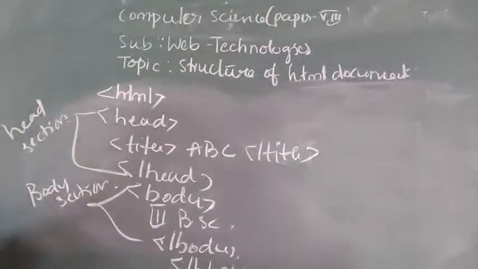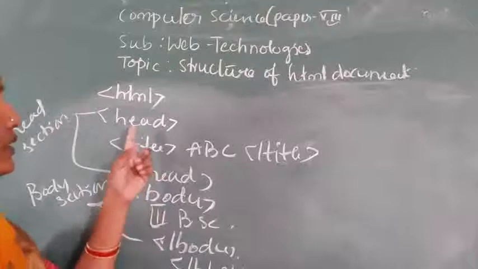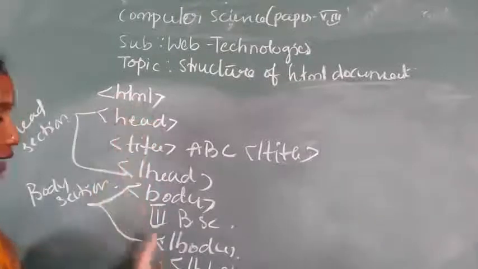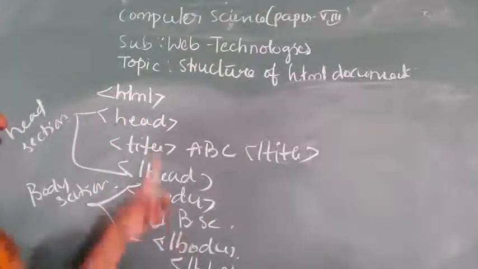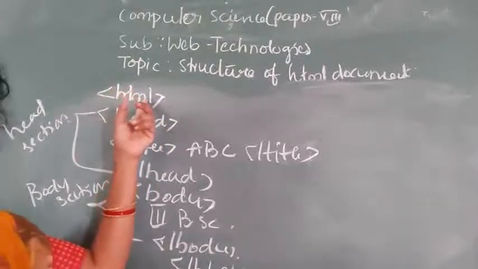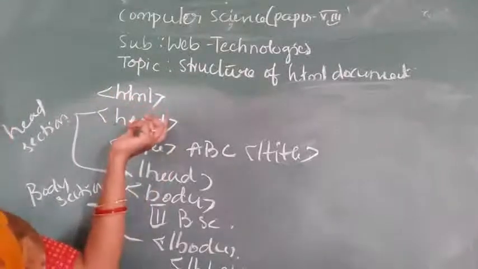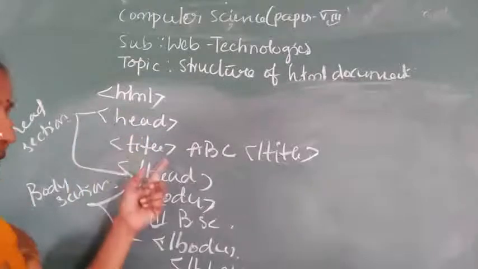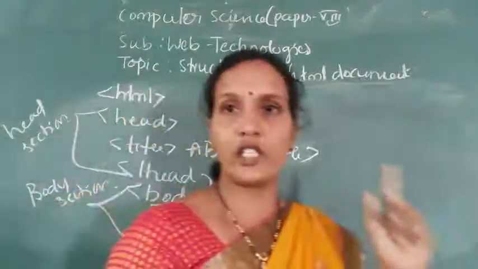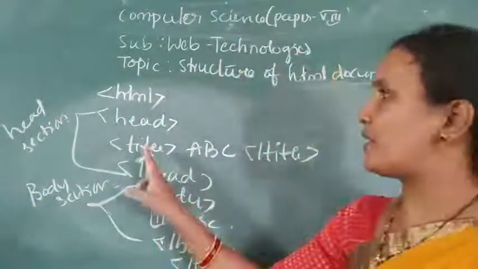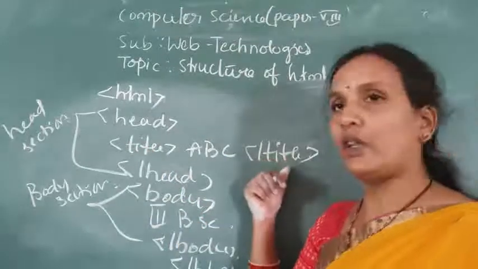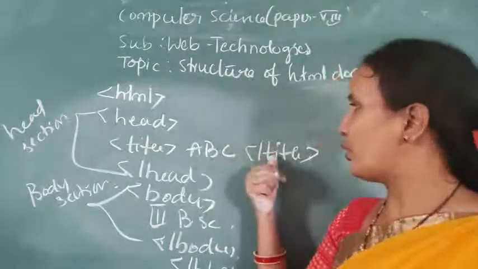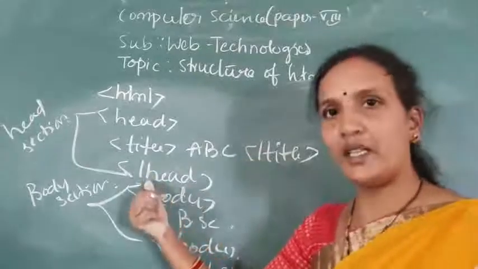Clear? So, according to the rule, every HTML document should start with the HTML opening tag and it should end with the HTML closing tag. After the HTML opening tag, you write the head section. Inside the head section, you write the title. Whatever title you want to display on the browser window should be written between a title opening and closing tag. After closing the title, you close the head section.